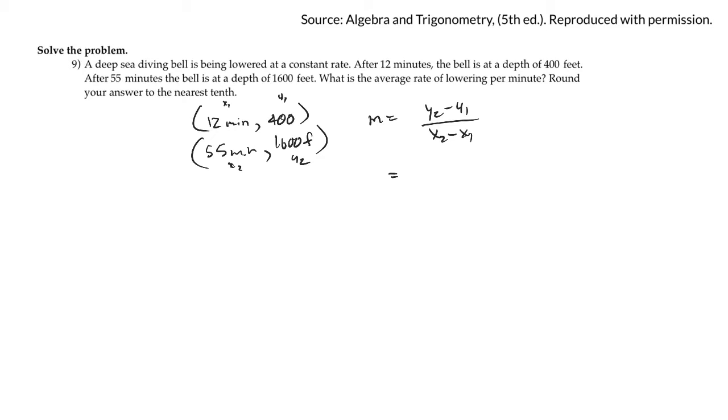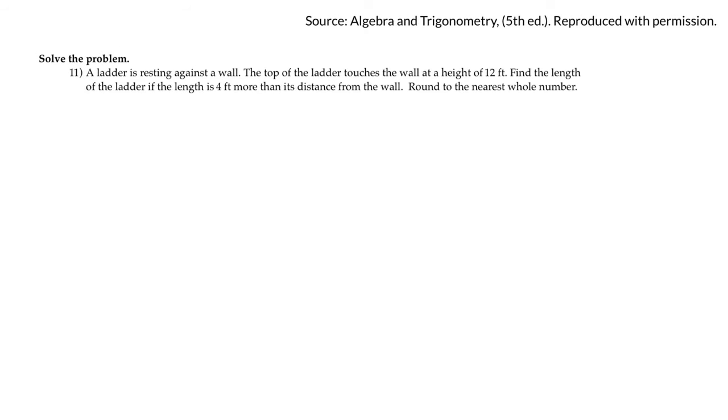So y2, so 1,600 minus 400, is over 55 minus 12. So this would be 1,200 divided by, I think that's 43. Is that right? And then divide those two numbers. Should come out to about 27.9.